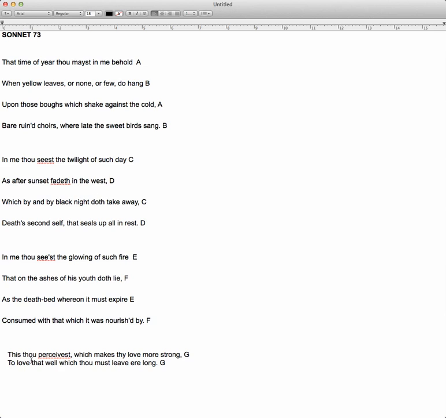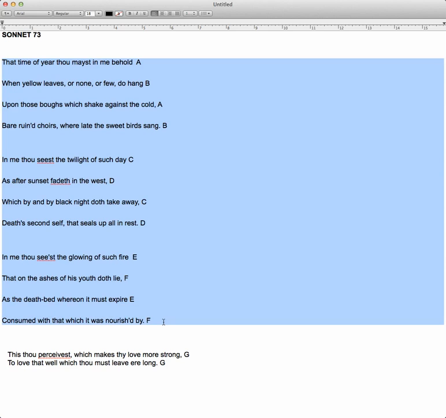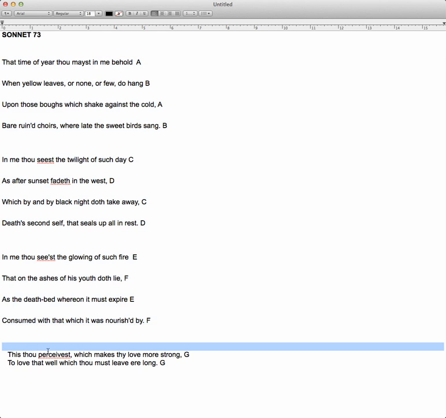So again, he's talking to that person, and he's saying, you perceive this. You know this. If you perceive something, you know it, you understand it. So this that he's referring to is all this stuff up here that he was talking about before. That is becoming more and more obvious that he's aging, and just like the seasons and the end of day and the end of the fire, eventually he's going to fade away. So you know this. This thou perceivest. So you know that I'm old and that I'm not going to be around much longer.